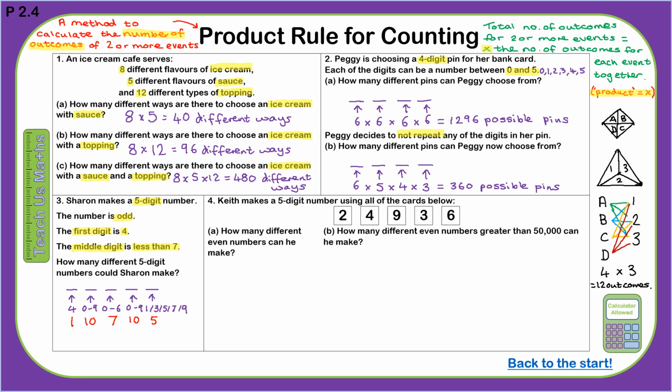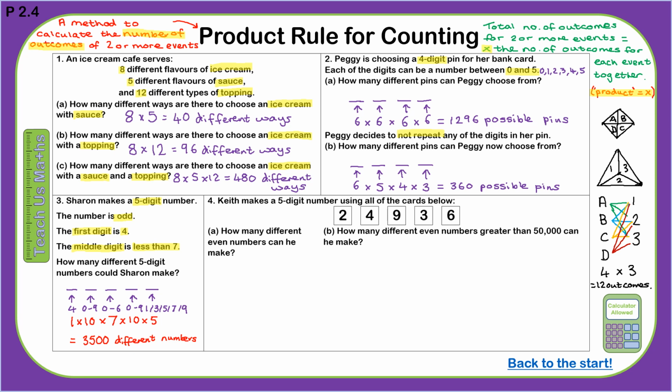Now we know the number of outcomes or options for each of the digits, we simply need to multiply them together. One times 10 times 7 times 10 times 5 is 3,500 different numbers that Sharon could make. One outcome multiplied by 10 outcomes multiplied by 7 multiplied by 10 multiplied by 5 outcomes is 3,500 different outcomes all together.